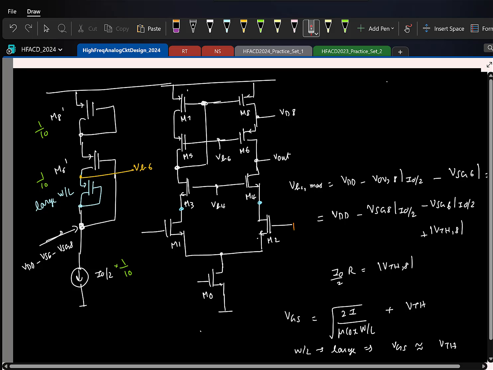Similarly, you can think of a way in which you can generate this VB4. You can follow a similar approach. I'll give that as an exercise. Okay, so then let's move on.